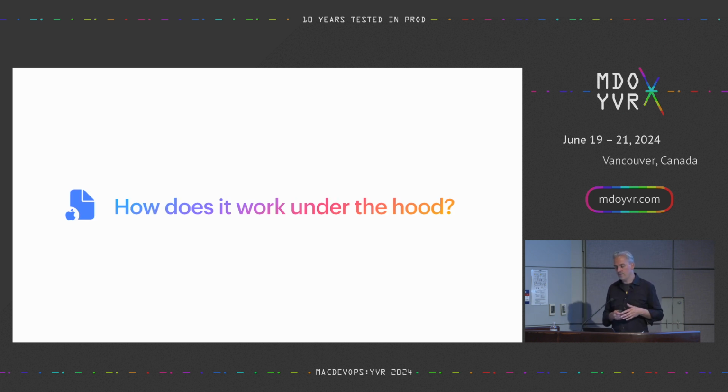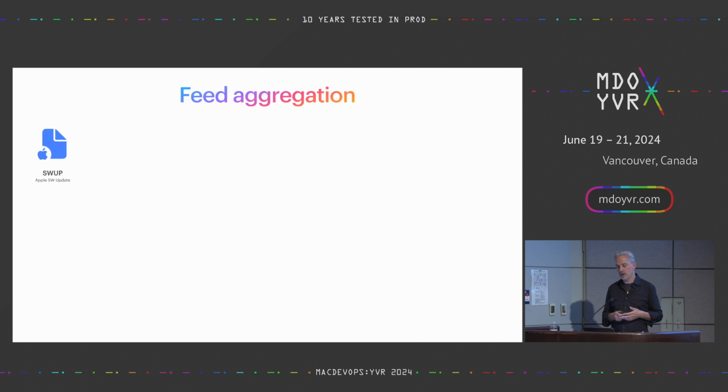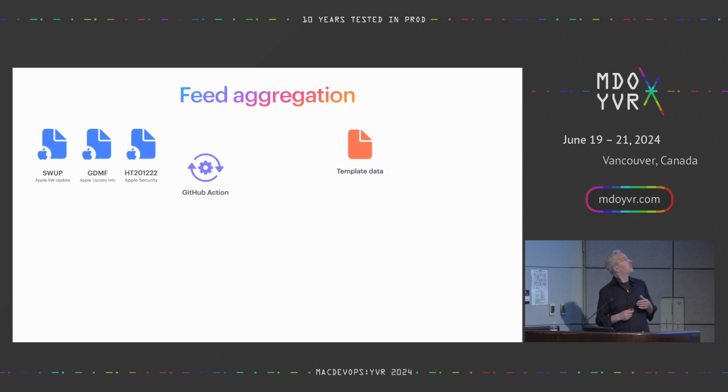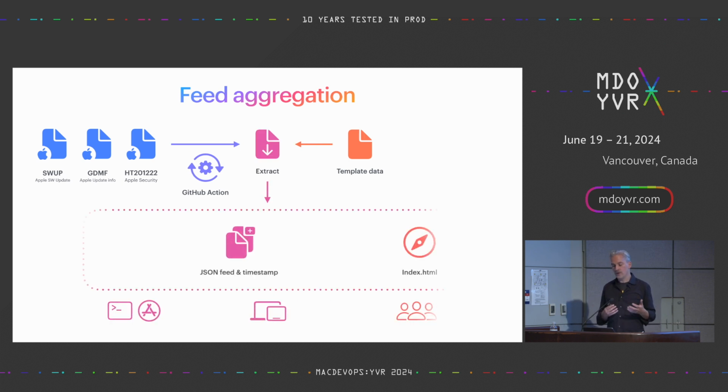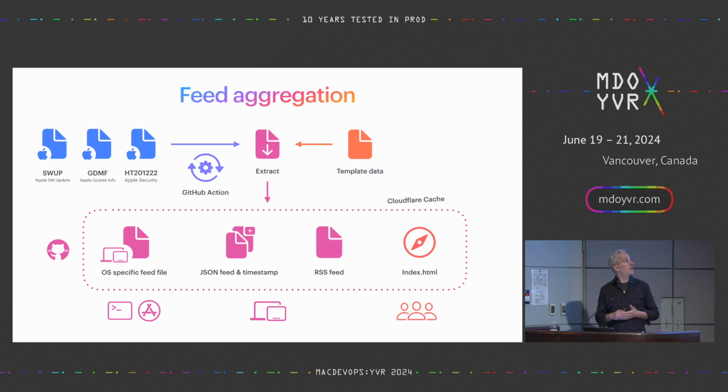There's a very brief diagram of how the feed is aggregated. The data is mainly sourced from Apple, like the software update, GDMF, and the HT201222 page. And a GitHub runner is periodically extracting the information from those sources and building a JSON feed file here. And then all of that is cached and presented via Cloudflare.